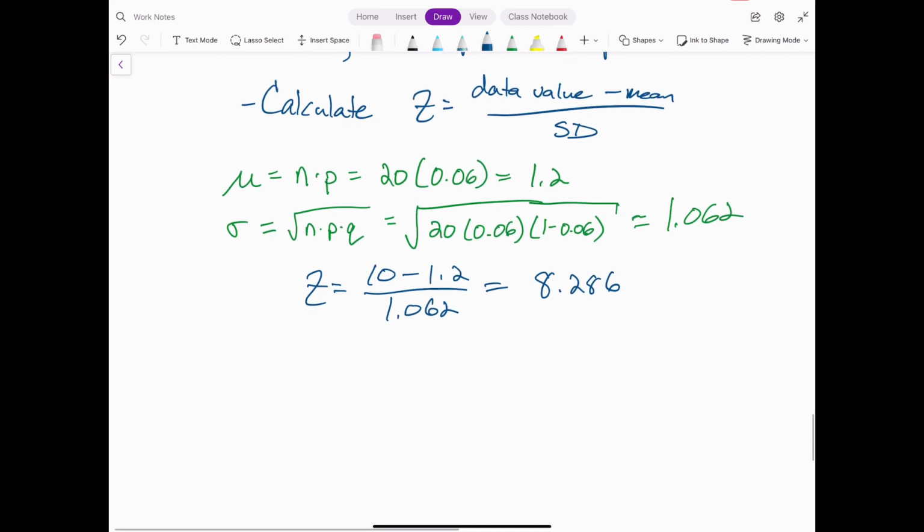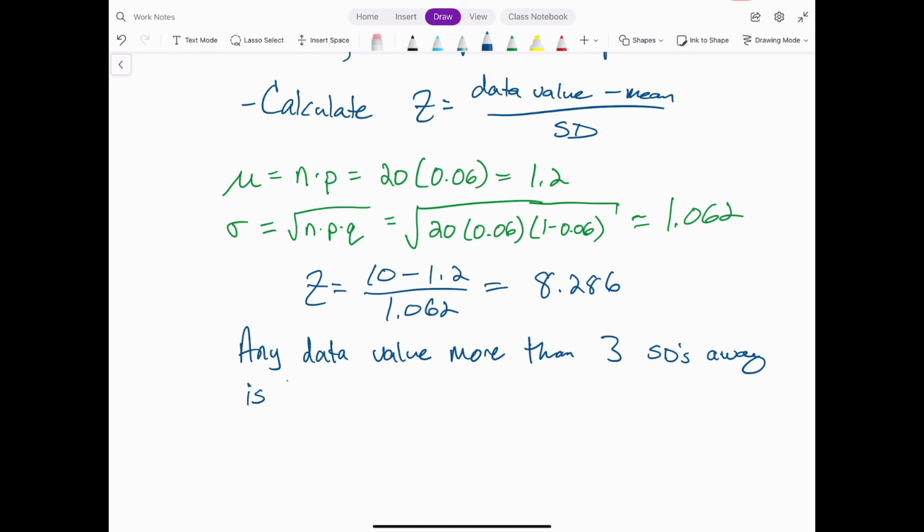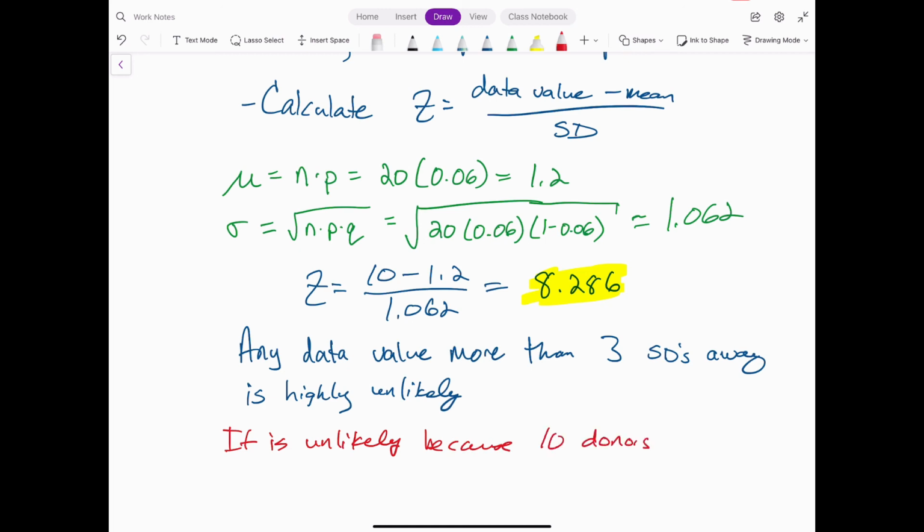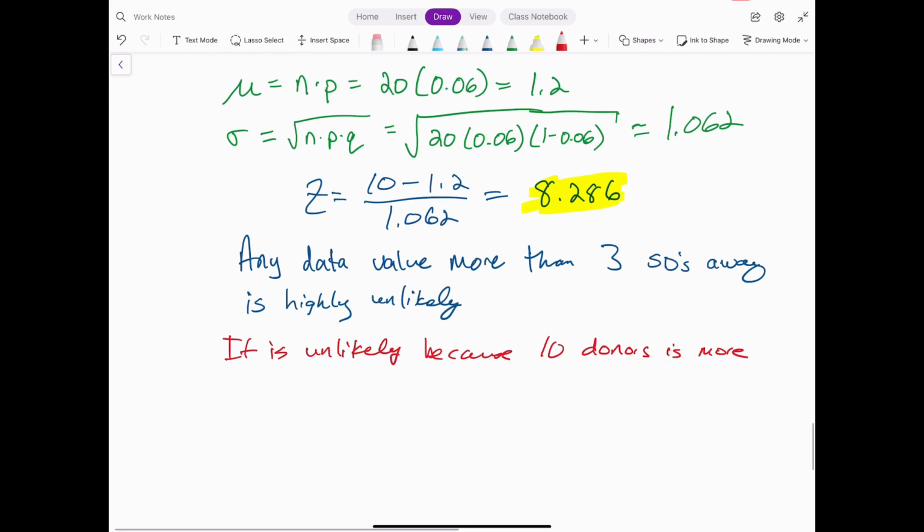And so the moral of the story is this, folks. Any data value more than, let's say, 3 standard deviations away to either side, remember z-score could be positive or negative, is highly unlikely. Well, we just found out that having 10 donors is more than 8 standard deviations away from the mean. So because of that, we can now finally say it is unlikely, because 10 donors is more than 8 standard deviations away from the mean.